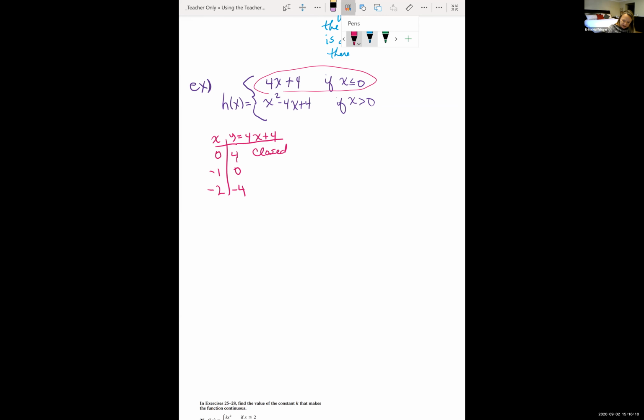Actually, let's go back and graph this other piece. So at x equals 0, we had a y value of 4. And we said it was a solid circle. And then at -1, we had 0. And at -2, we had -4. And we can use any values of x less than or equal to 0. So this would extend down.